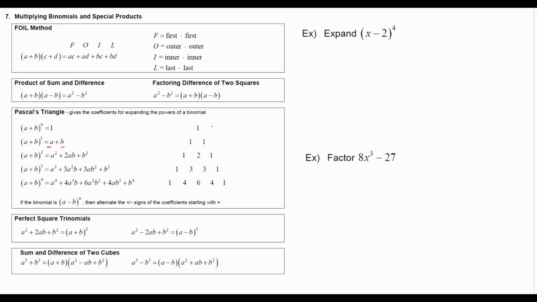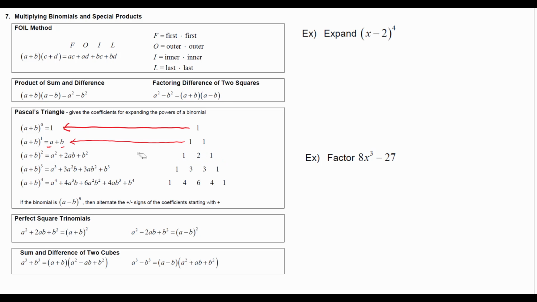So know that this is (a + b) to the zeroth power. This is the coefficient of (a + b) to the first power, so you get 1a + 1b. When you multiply (a + b) times (a + b), you get a squared + 2ab + b squared, so the coefficient is 1, 2, 1.